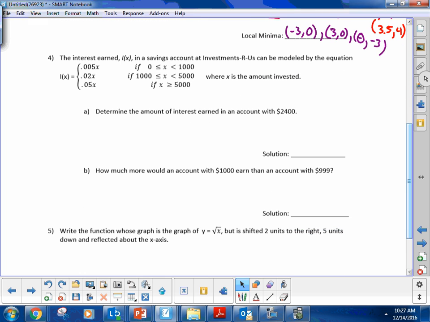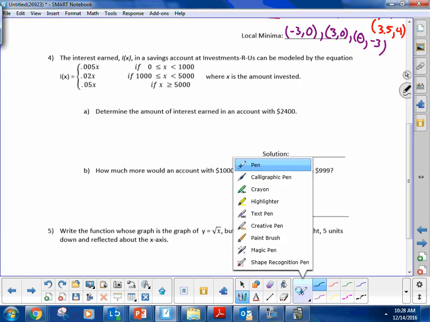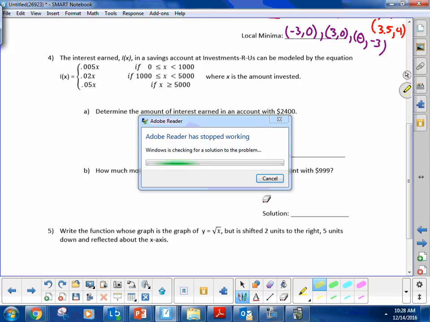Now this one is something new that we learned, called a piecewise function. The question is about interest. Interest earned in a savings account or investments can be modeled with the equation. What a piecewise is, is that you have three equations, and according to the domain is the equation you use. For example, question one says determine the amount of interest earned in an account with 2,400. Well, let me point something out to you. The thing I love about it, it's pretty simple once you get the hang of it.